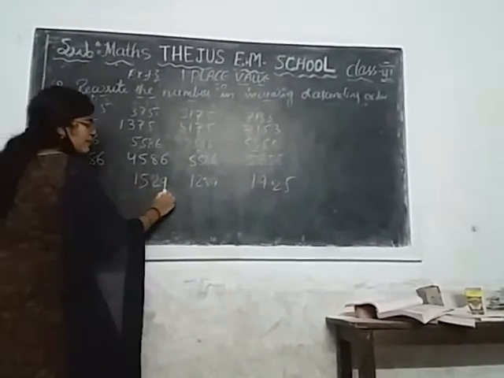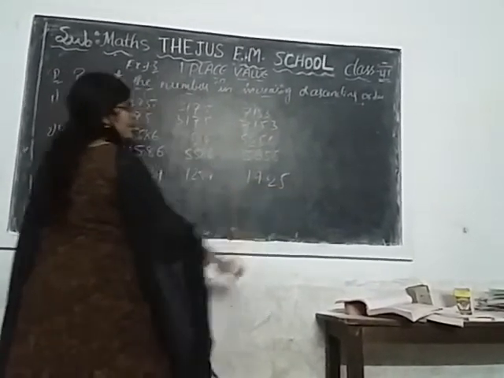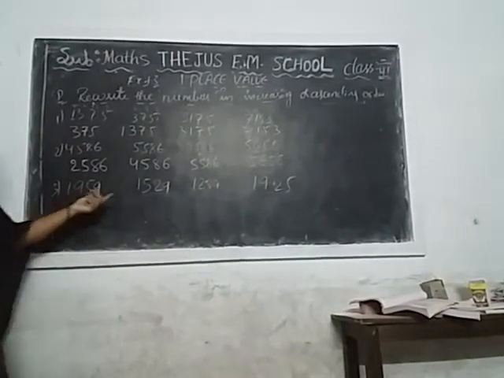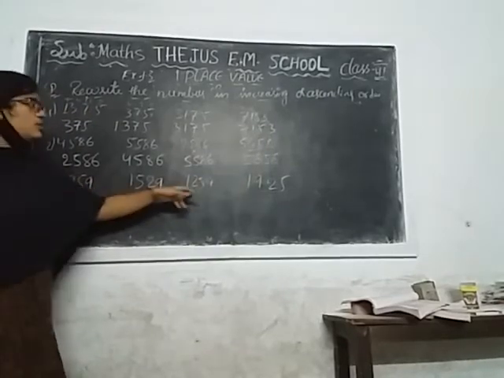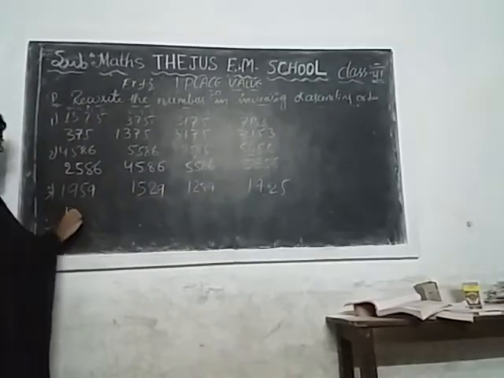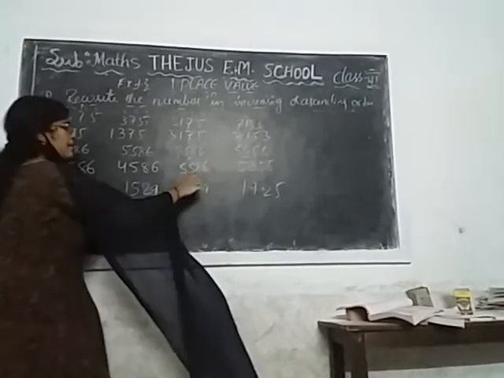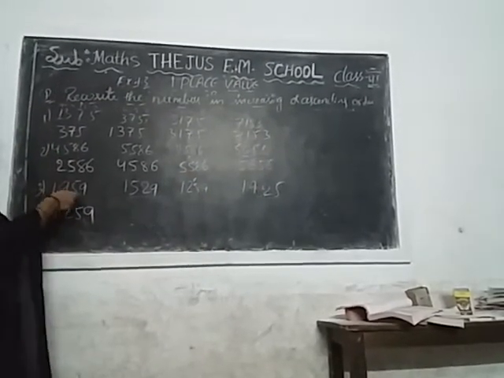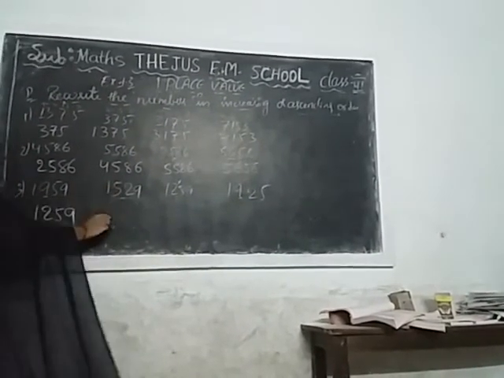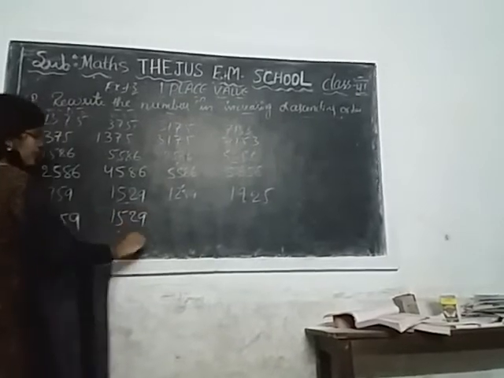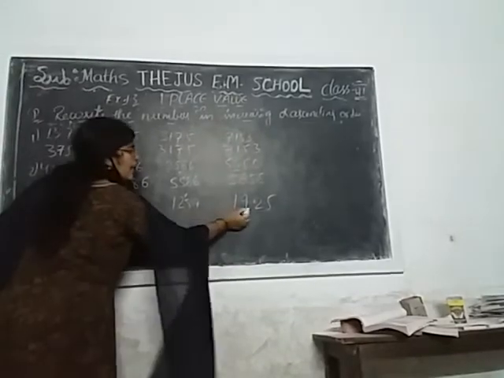Okay, next one see 1959, 1529, 1259, 1925. So 900, 500, 200, 900. When compared to all numbers, 200 is the smallest number. So 1259. This one is completed. Next one 900, 500, 900. So 500 is the smallest number. 1529. Next 1900. See 19 to 19 same.